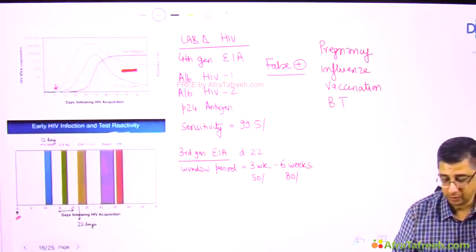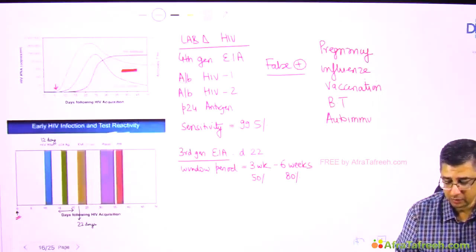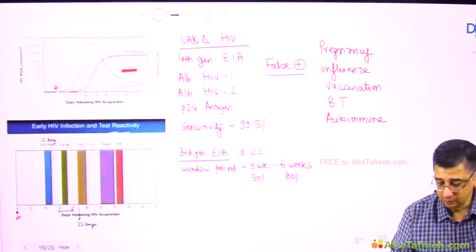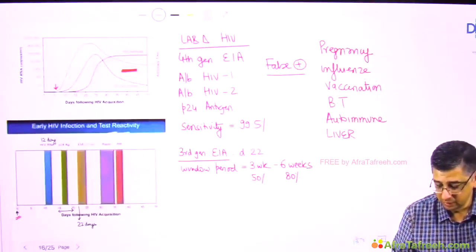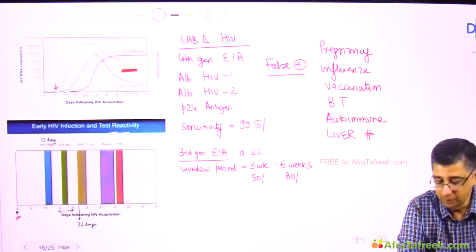This is what most students are able to answer very easily: pregnancy, influenza vaccination, blood transfusion. Apart from this, remember that if a person has any autoimmune disorder, ranging from something like SLE to scleroderma, then a false positive could be present, and even people with liver disease can have a false positive ELISA. So these things are definitely to be kept in mind.